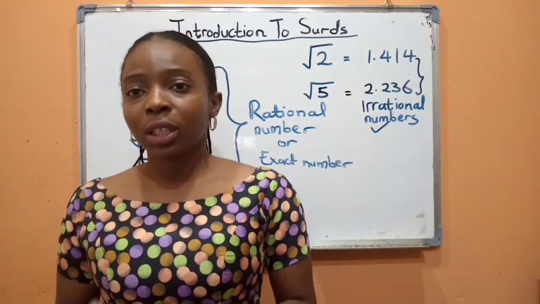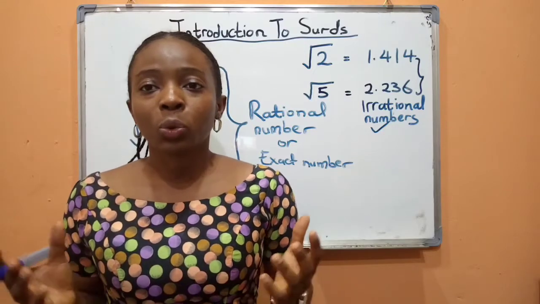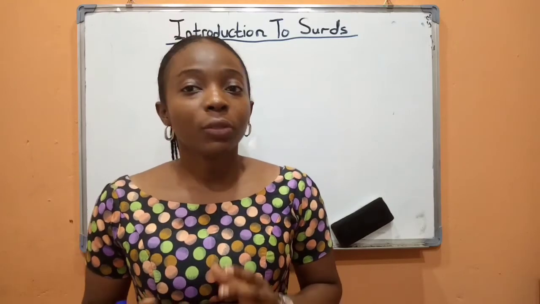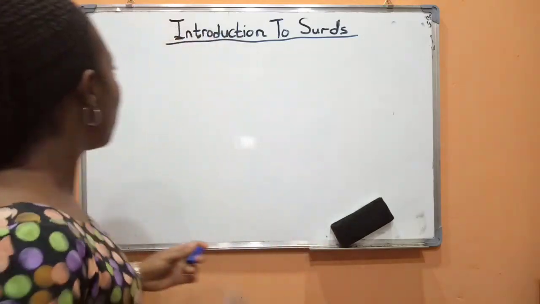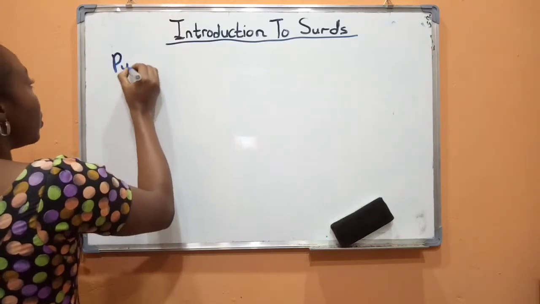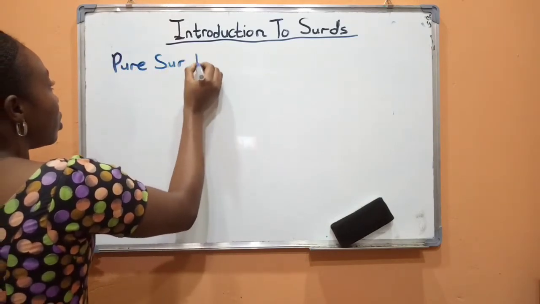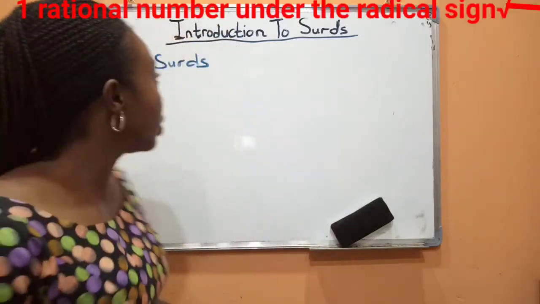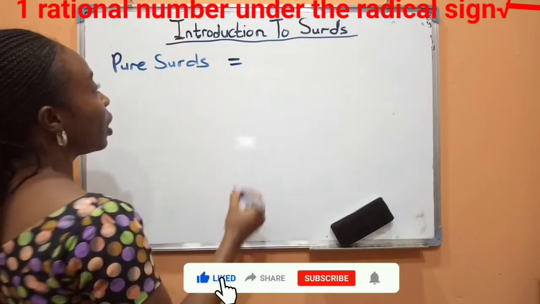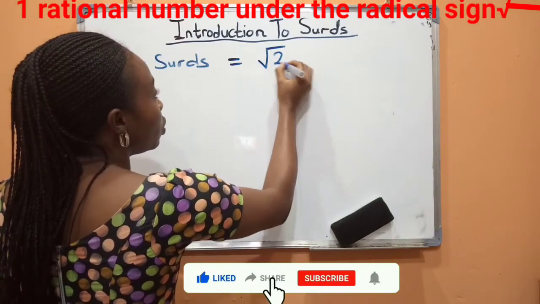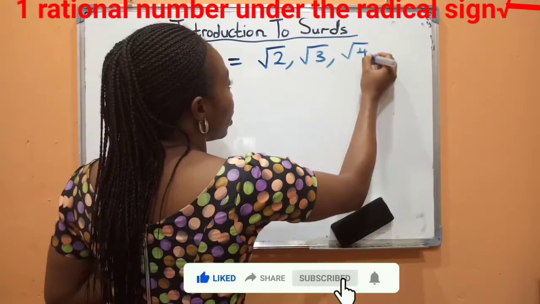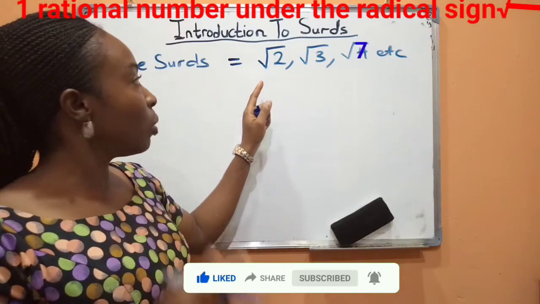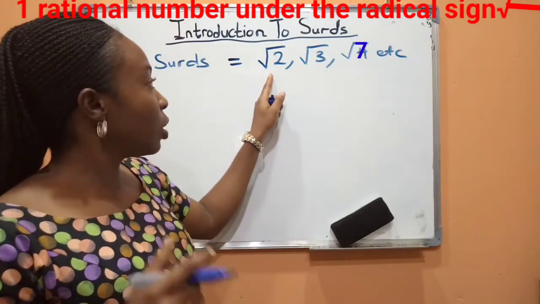Now that we have known that, let's take a look at the types of surds we have. Ideally, we have a lot of surds, but in this class, we'll be looking at 7 types of surds briefly. So first of all, we have what we call the pure surds. When you talk about pure surds, they are surds that have only one rational number. Examples of pure surds are these: root 2, root 3, etc. If you take a look at these, they only have one rational number. They don't ever have more than one rational number.